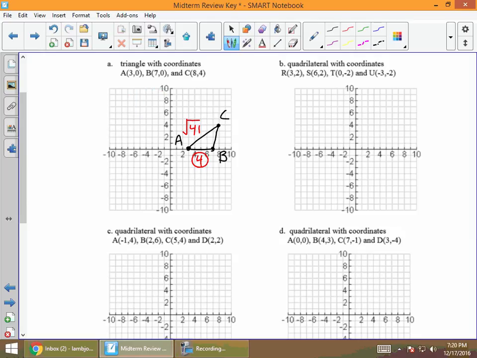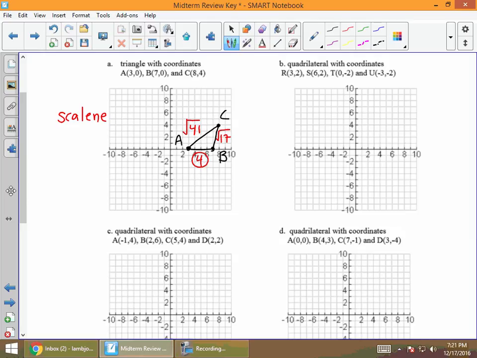And from B to C, I have 1, and 1, 2, 3, 4. 4 squared is 16. 1 squared is 1. I add them together, that is 17. So this distance here is the square root of 17. So when I look at these three distances, radical 41, radical 17, and 4, they are all different. So this triangle is scalene. That is a scalene triangle.